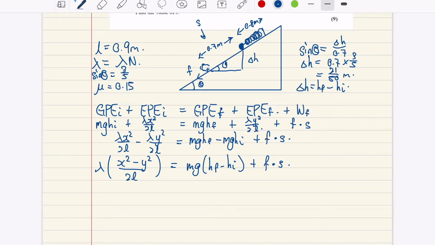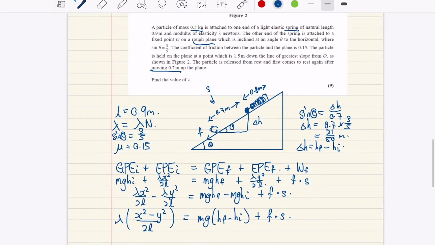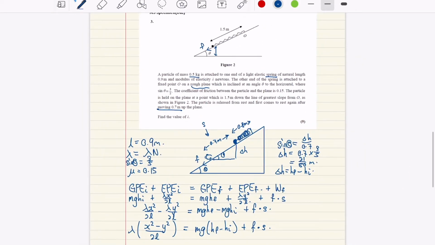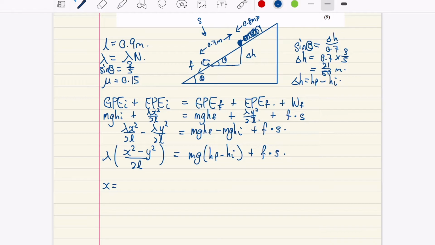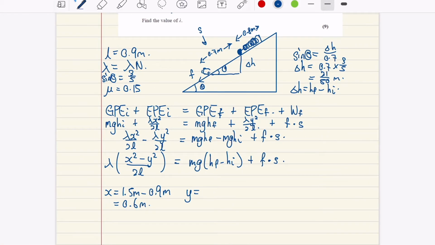Okay, so what is x? X is the extension of the spring. So it extends to 1.5 meter. So x will be 1.5 meter minus 0.9 meter. So x will be 0.6 meter. For y, it will be the compression of the spring, which means 0.9 meter minus 0.8 meter, we'll get 0.1 meter.